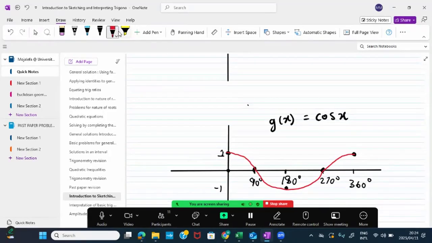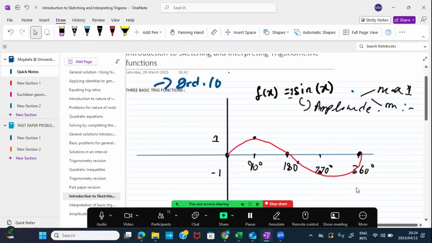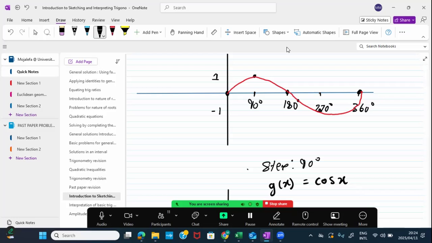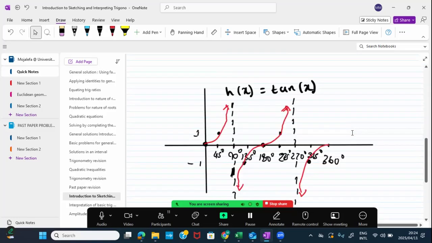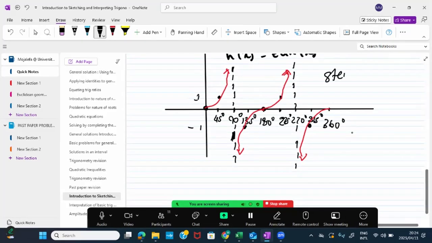So for here, we used, let's say, a step of 90 degrees. By that we mean the difference between the points on the domain is 90, the space between points on the domain. Even here we moved in multiples of 90, so we can say the step that we moved is 90 degrees. What would you say the step that we moved for the tangent function is? We moved in multiples of 45.